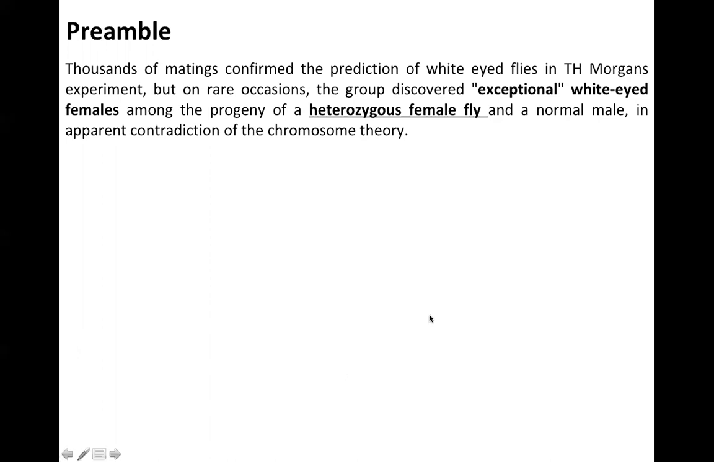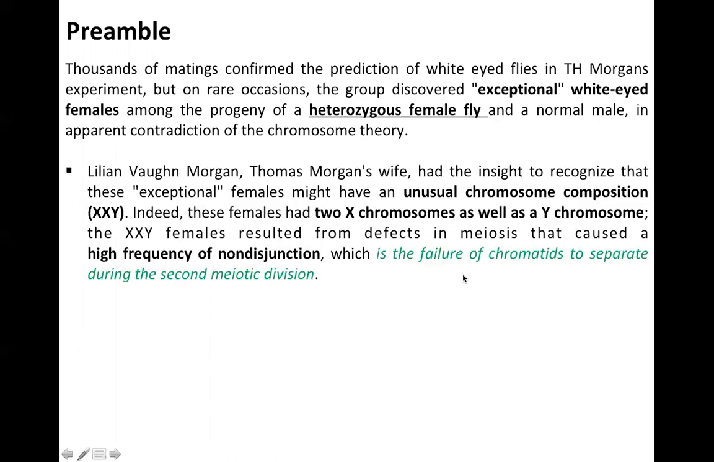This observation was made by none other than his wife, Lillian von Morgan. So T.H. Morgan's wife's name is Lillian von Morgan. She recognized these unusual flies which were white-eyed females. According to her, these exceptional females might have an unusual chromosome composition, that is XXY. Indeed, these females had two X chromosomes as well as one Y chromosome.